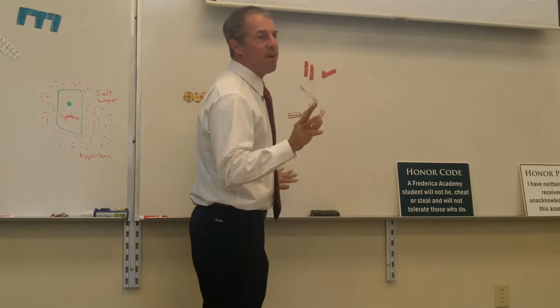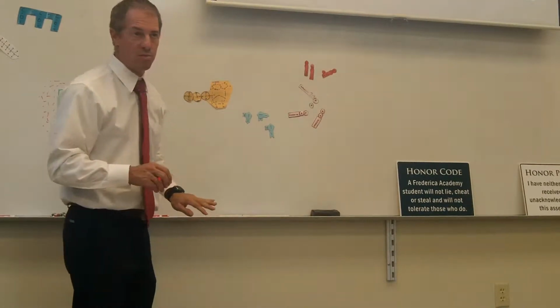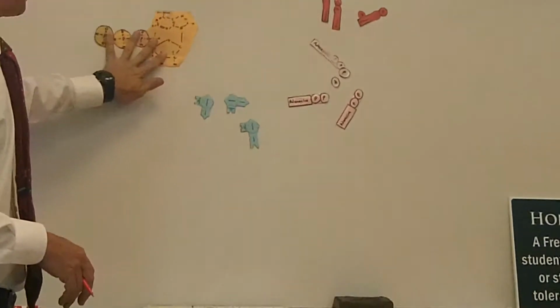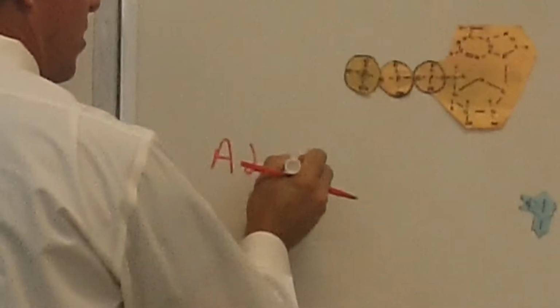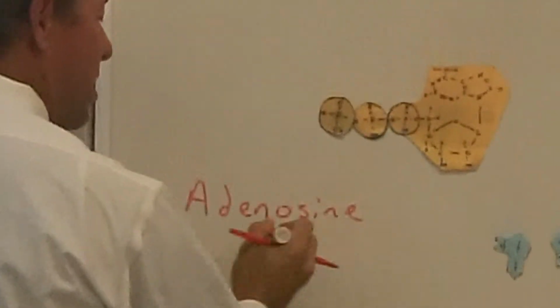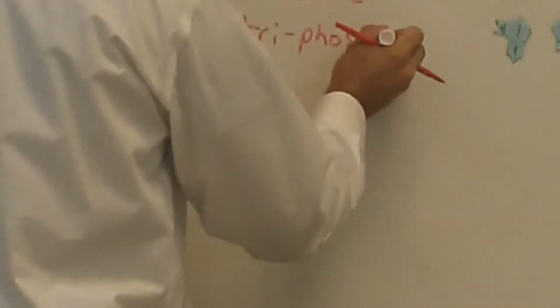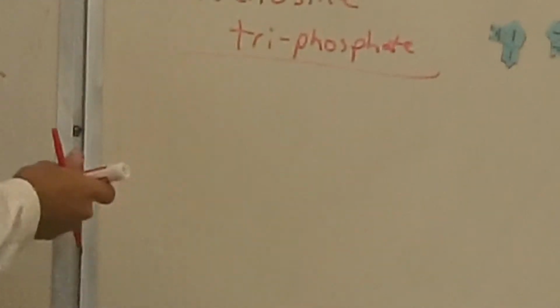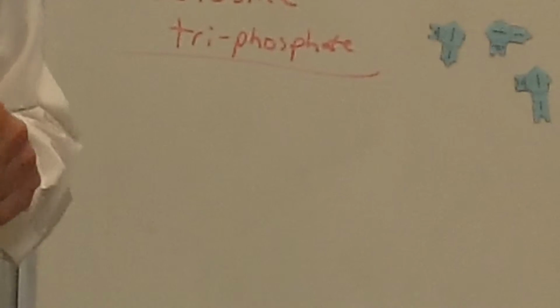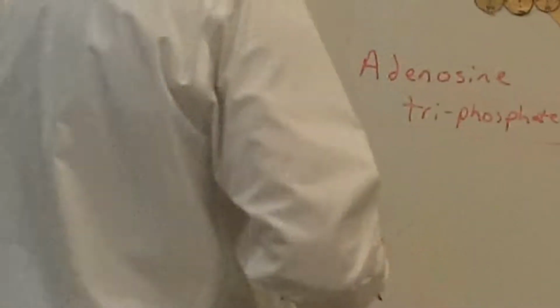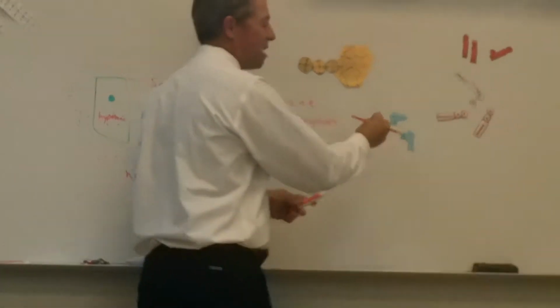ATP is the energy molecule that cells use. It's called adenosine triphosphate. And almost every cell uses it to carry around, to move energy from one place to another. And what it is, it's basically a nucleotide.